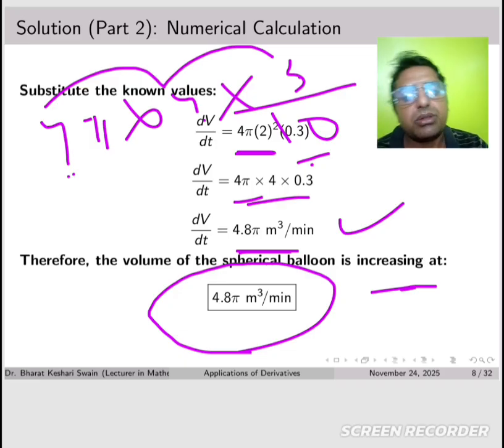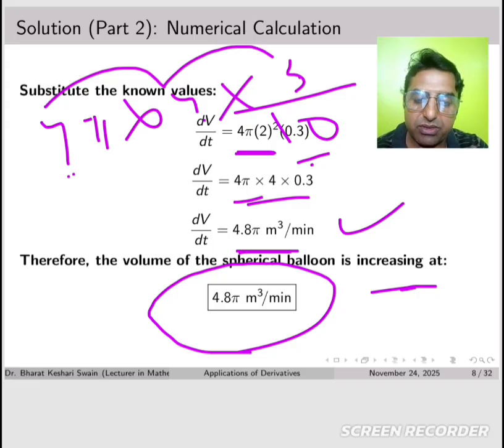So this is how we can find the rate of change of volume. If the radius and its rate of change are given, we can find the rate of change of volume of a spherical balloon. And in this case, it is increasing, so it is written as dv by dt, and that is found as 4.8 pi meter cube per minute.